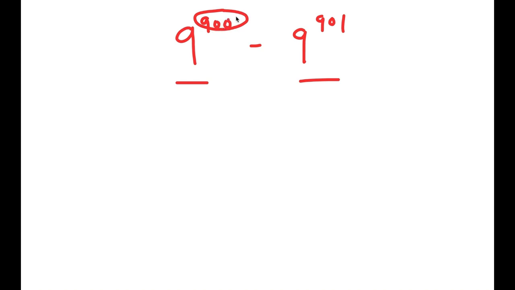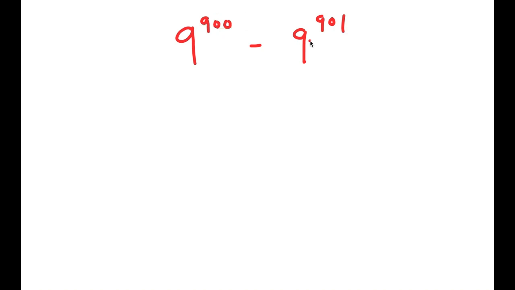Alright, so in this video, I'm going to be solving the problem 9 to the power of 900 minus 9 to the power of 901. To solve this, I'm going to first start by evaluating my terms. So we have 9 to the power of 900 and 9 to the power of 901. These two terms are pretty similar, except that the exponent for 9 to the power of 900 is 1 less than the exponent for 9 to the power of 901.